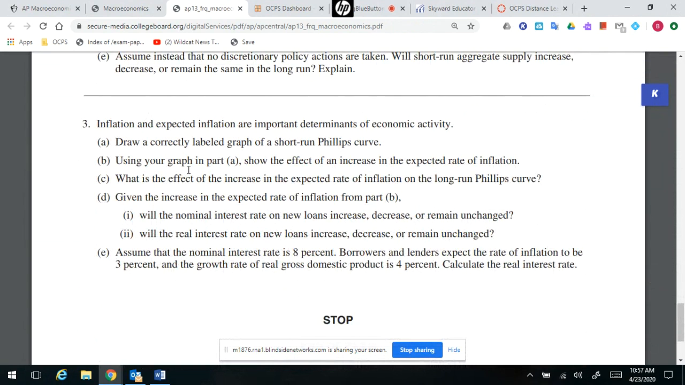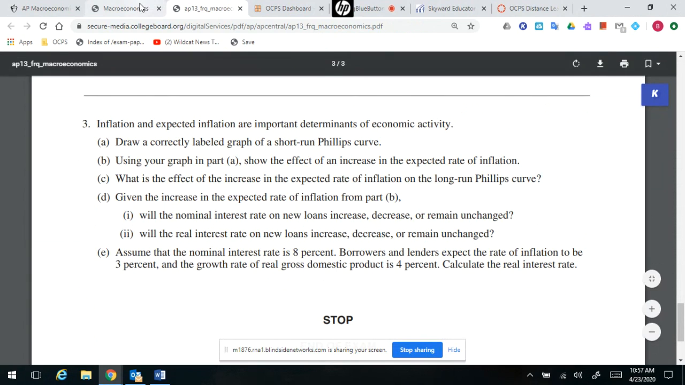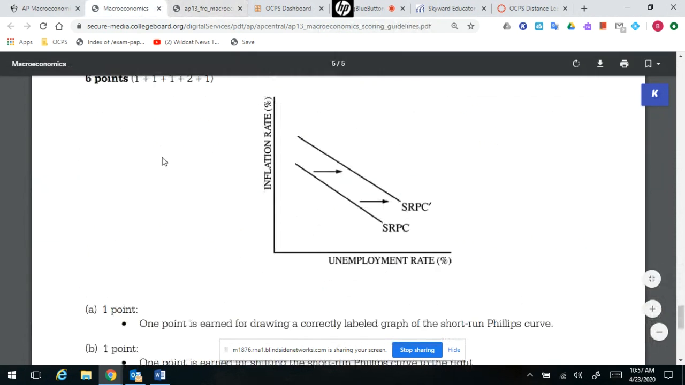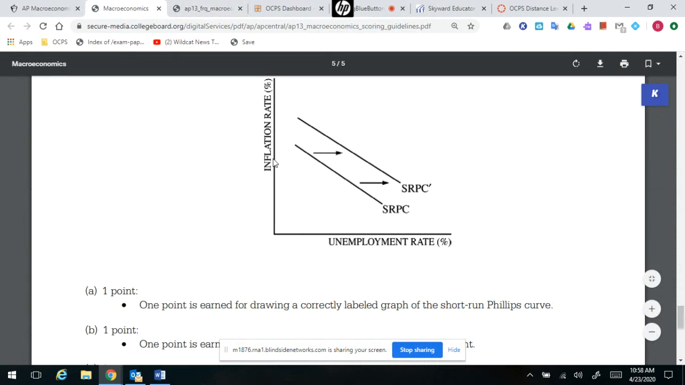Number 3, inflation and expected inflation are important determinants of economic activity. Draw a correctly labeled graph of the short-run Phillips curve. Okay, so Phillips curve, we have inflation on the vertical axis, the inflation rate, and then we have the unemployment rate on the horizontal axis. Many of you guys probably have the vertical long-run Phillips curve. That's great if you have that. The vertical long-run Phillips curve would just represent your natural rate of unemployment, which is around 4% or so.